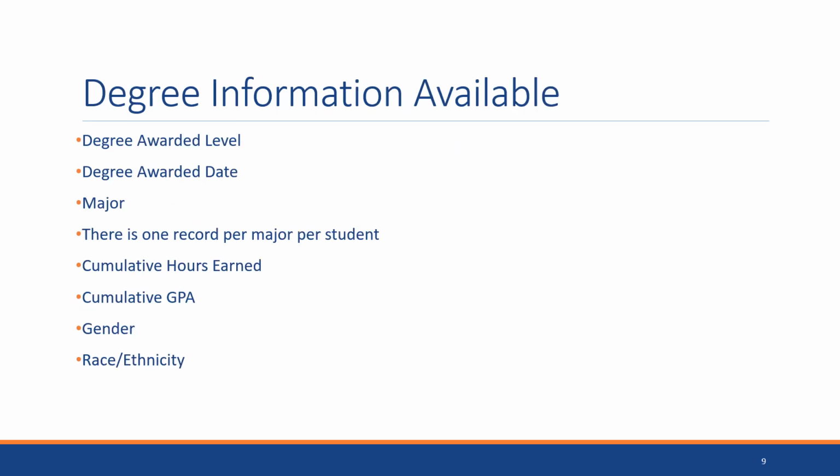The types of degree information readily available are degree awarded level, degree awarded date, and major. Also included are cumulative hours earned, cumulative GPA, gender, and race and ethnicity. If a student has more than one major, then there is one record per major for that student.